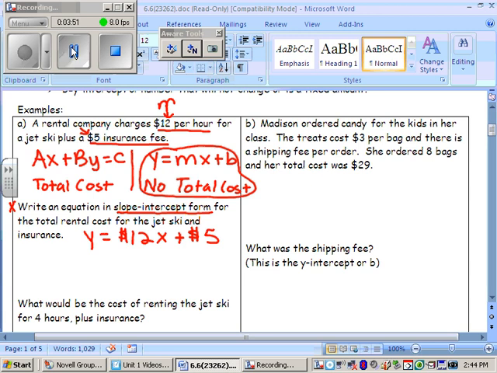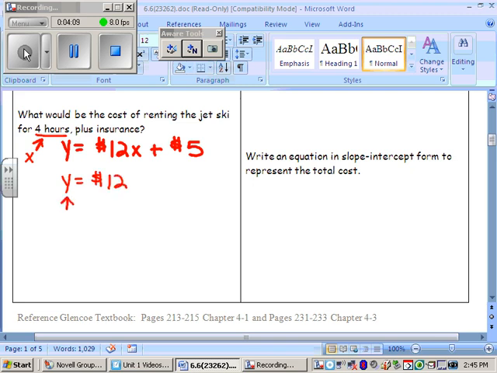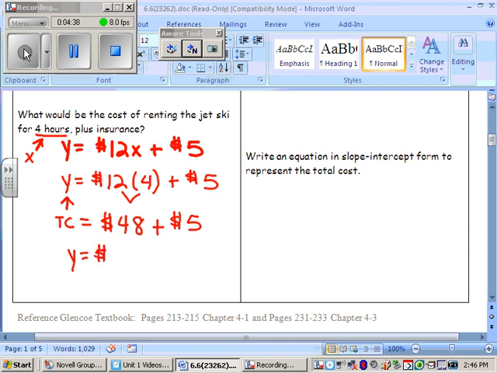Now let's move down and answer the next question. So the next question says, what would be the cost of renting the jet ski for 4 hours plus the insurance? So the hours is the X. So if you replace the X with 4, you're saying that your total cost equals $12 times the 4 hours you're going to rent the jet skis for, plus the $5 insurance fee. So we want to know Y, or the total cost. So if you multiply 12 times 4, the cost of just the hourly fee for renting the jet ski is $48. Plus, you need to pay the insurance fee. So your total cost, or Y, would be $48 plus $5, which would be a total of $53.